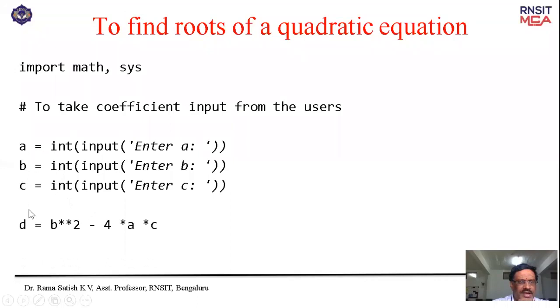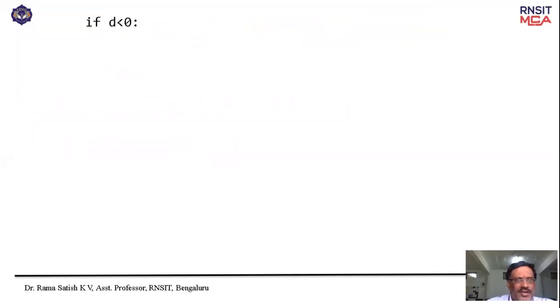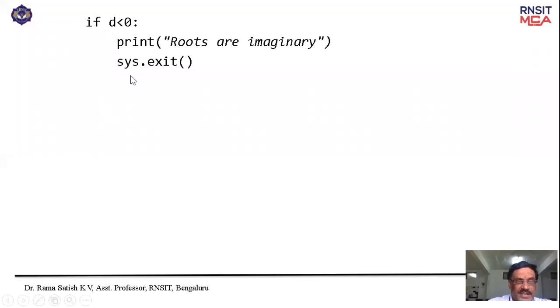After that, you find the discriminant, B square minus 4AC. Later, you check whether D is negative, less than 0. If it is negative, the roots are imaginary, and sys.exit. The exit function will take the control out of the program. That is available with the sys module, so we are using sys.